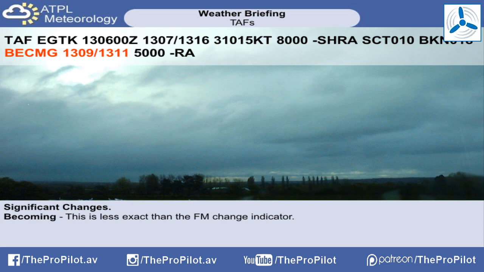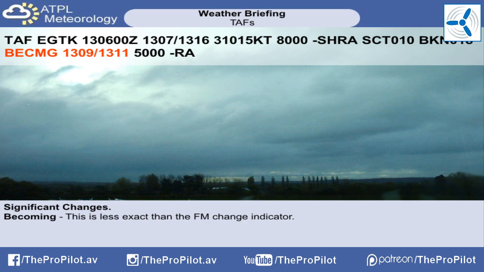The change group BECMG, becoming, followed by an 8-figure time group, indicates the expected start period of a permanent change in the forecast conditions. These may be regular or irregular, starting at an unspecified time within the period given. By the end of the time period given, the change should have occurred, and the conditions suggested would now prevail. Let's look at an example.